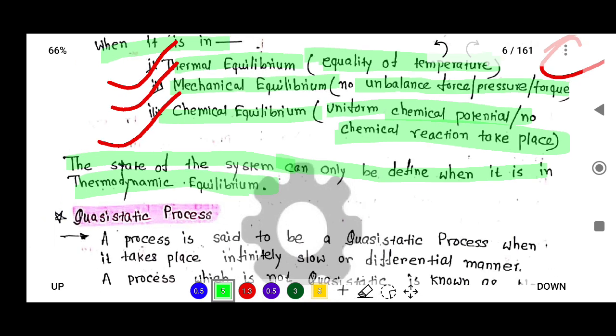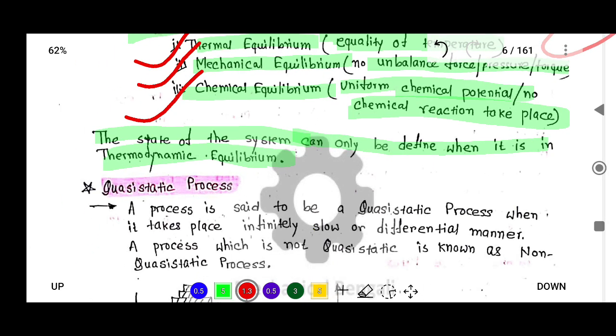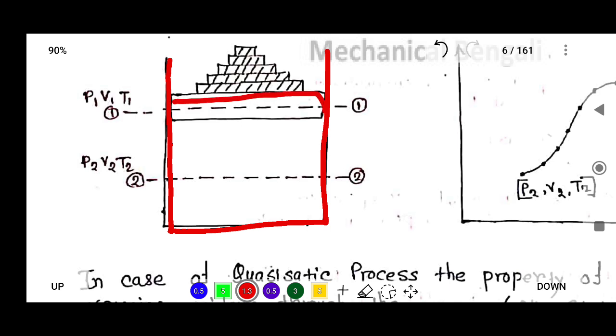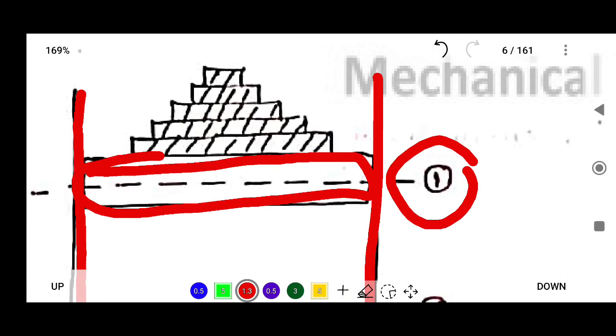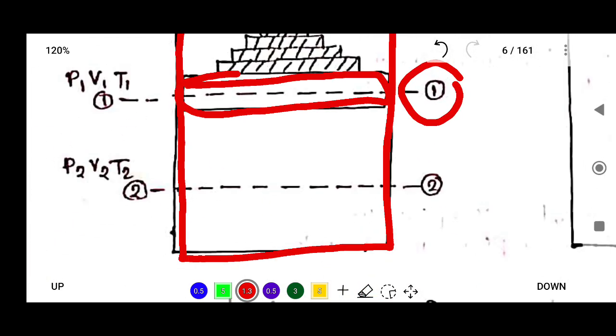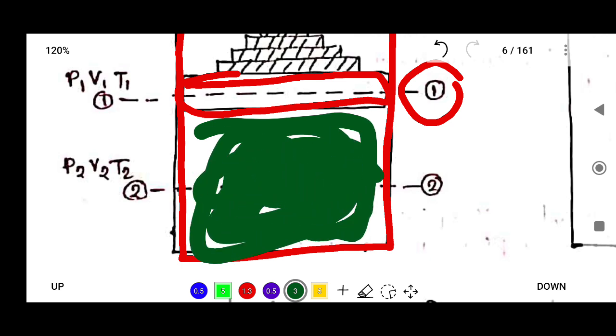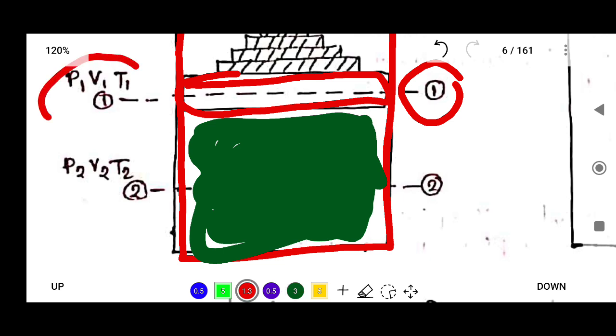Okay, let's try to understand what is quasi-static process. Quasi-static process means it is a very slow process, infinitely slow or differential process. So let's try to understand it. Suppose there is a cylinder and here there is a piston. This is the initial position of this piston 1, and inside this is our system. The initial pressure, temperature, volume are given, that is pressure P1, volume V1, temperature T1.